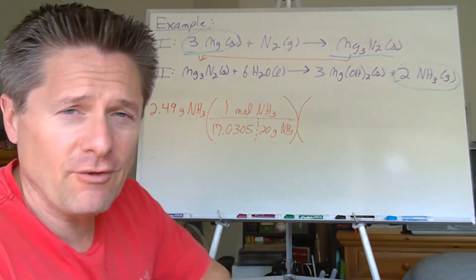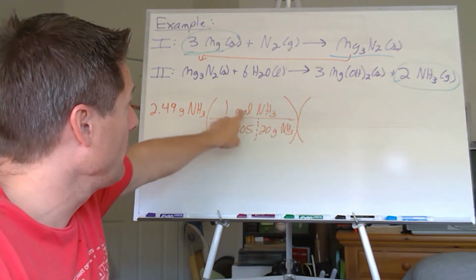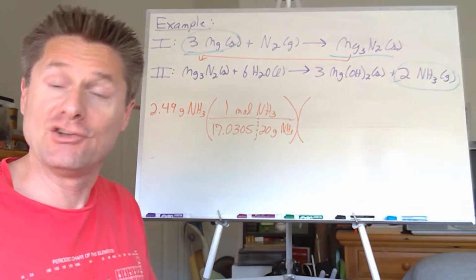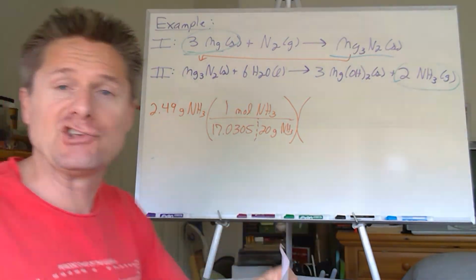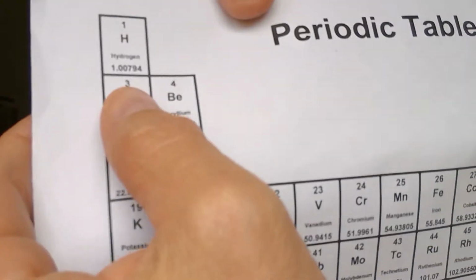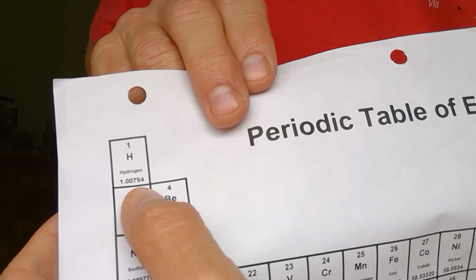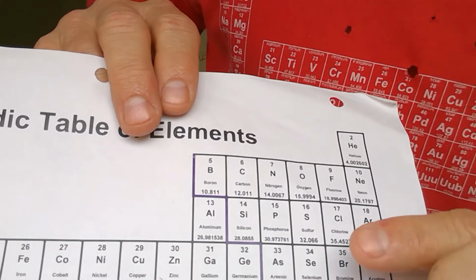I set up just the first step. All right, so I took my 2.49 grams of ammonia, used the molar mass to go to moles of ammonia, and again, you just add them all together. So we got 3 hydrogens and 1 nitrogen. So grab your hydrogen. Whoa, a little close there. 1.00794. We're going to times that by 3, and then add the nitrogen.